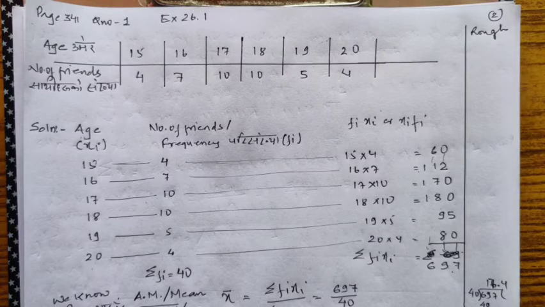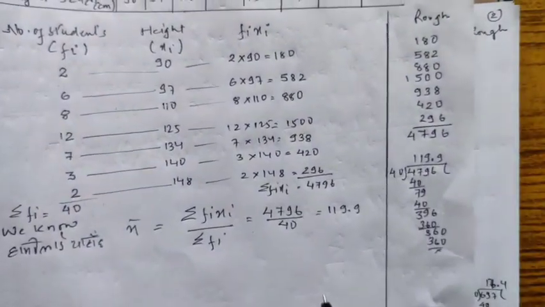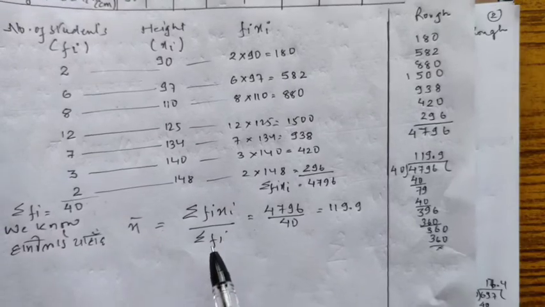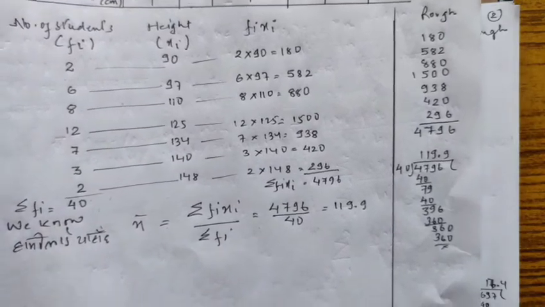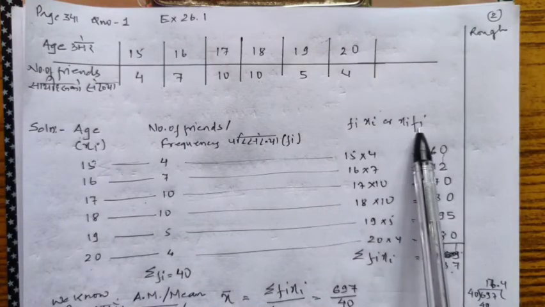I know my formula. What's my formula? Let me show it to you all again. If frequency is given, the formula to find the mean is summation fi xi by summation fi, and this method is called direct method. So I'll find fi xi. Can you see out here? Fi xi or xi fi.